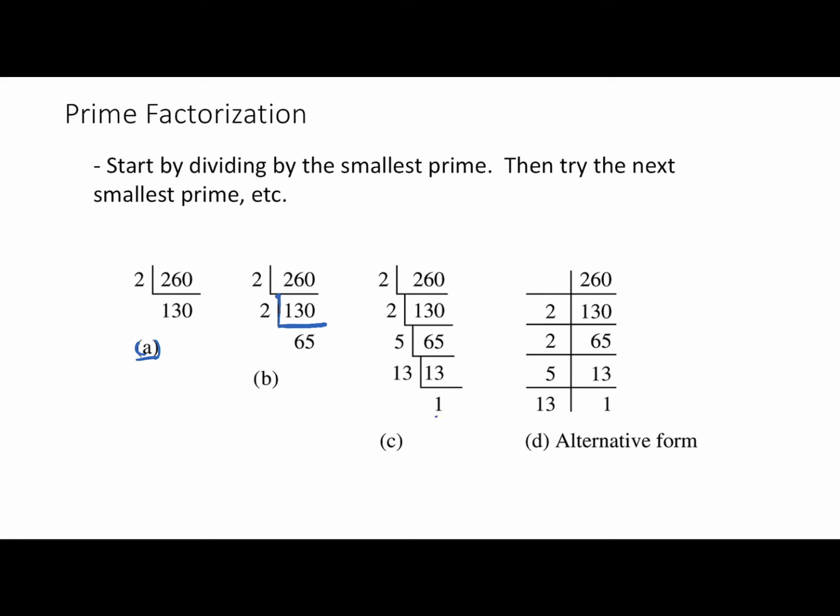So if I want to find the prime factorization, it's going to be the product of these primes that I used in my division problems. Okay, so 260 can be written as 2 squared times 5 times 13.